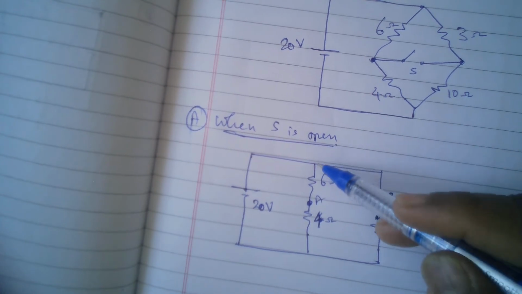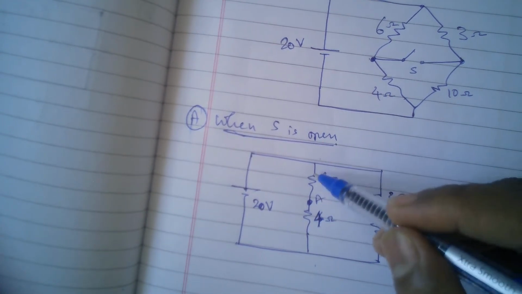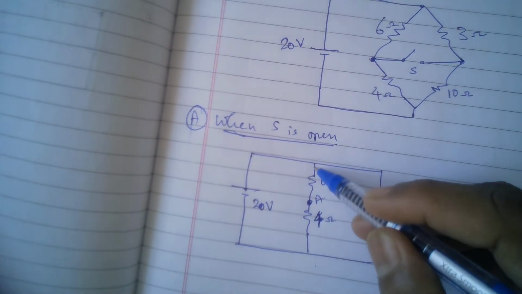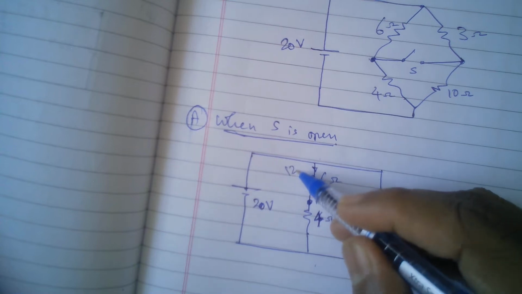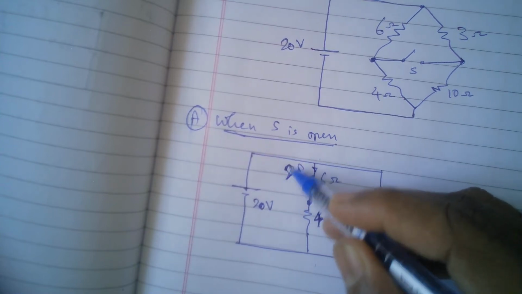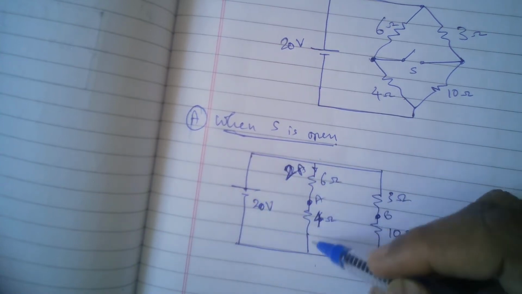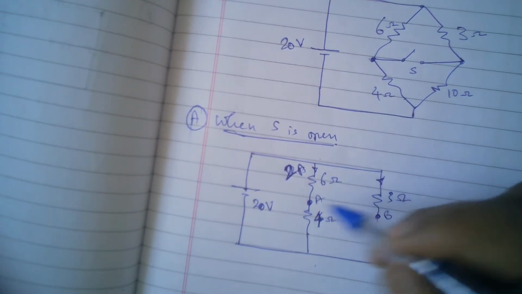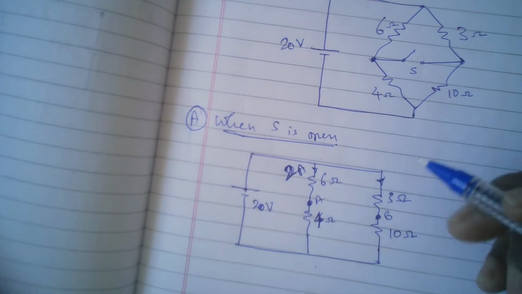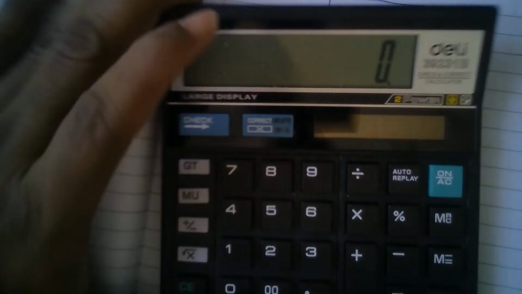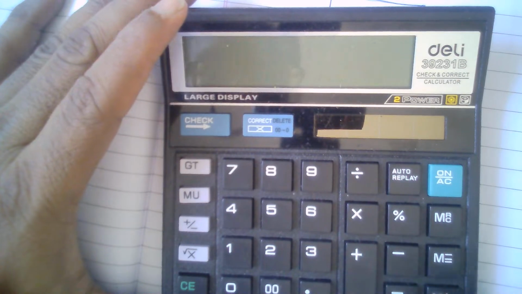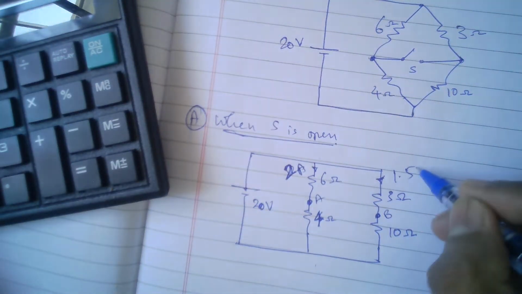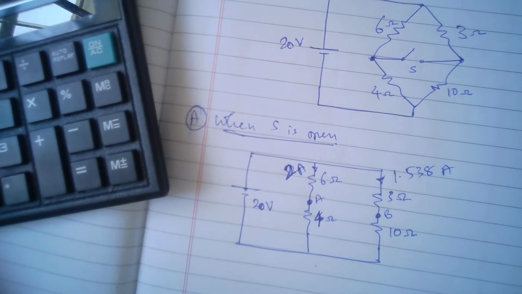Now the potential of this with respect to this is 20. The total resistance in this branch is 10 ohms, so the current will be 20 divided by 10, which is 2 amperes flowing in this branch, and the current in this branch will be 20 by 13. Let's see what that number is. 20 divided by 13, I'm getting 1.538 amperes as my current.